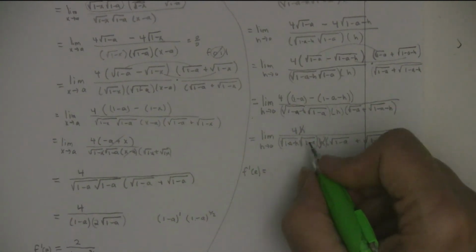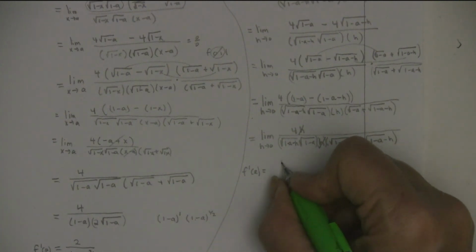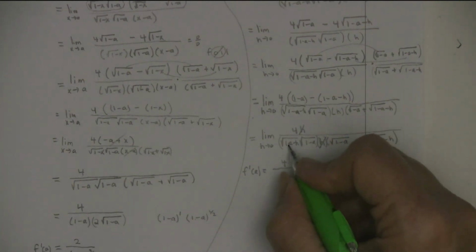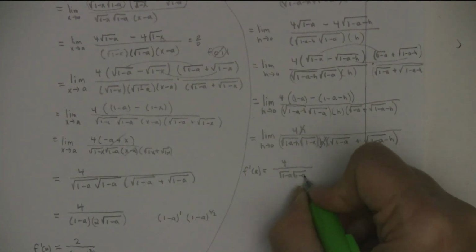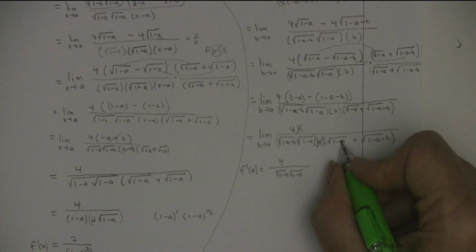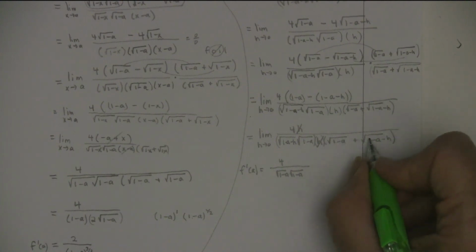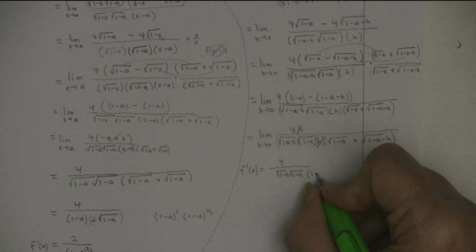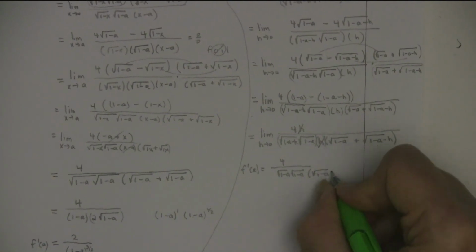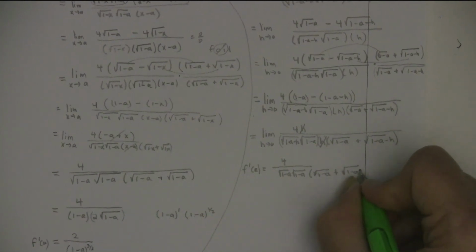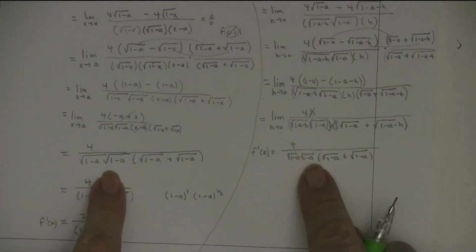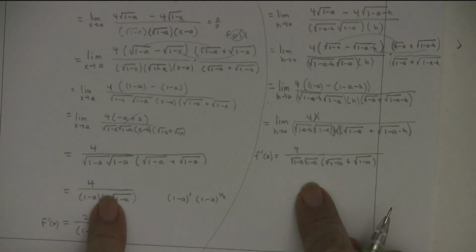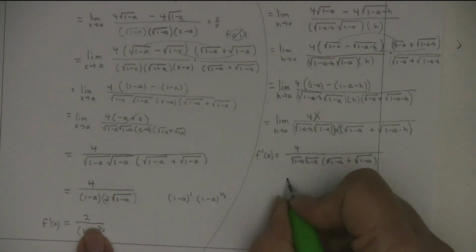And I'm going to apply the limit now. H is 0. So that gives me in the numerator 4, and in the denominator it gives me the square root of 1 minus a times the square root of 1 minus a, and then here when you put in 0, you're going to get the square root of 1 minus a plus the square root of 1 minus a. And that should be familiar, right? That's what I had here. And so it would simplify here to here to here. So dot, dot, dot, right?